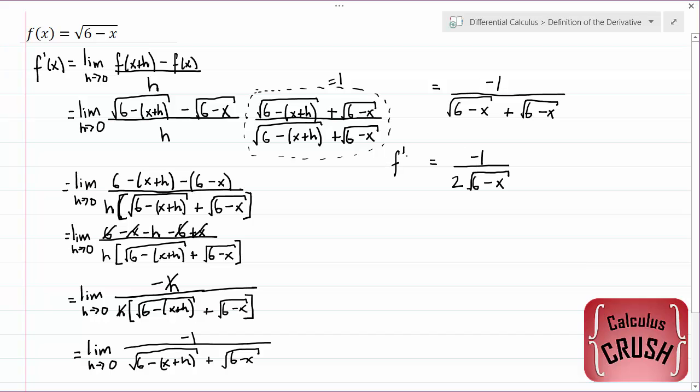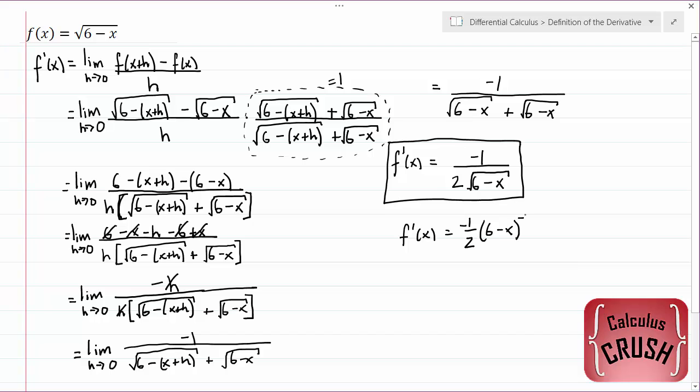So we'll finish this off. F prime of x is equal to negative 1 over 2 times the square root of 6 minus x. Now you can write this other ways. I think this is probably a pretty nice way to write it. But we can also write it this way. F prime of x is equal to negative 1/2 times 6 minus x to the power of minus 1/2. So remember that the square root is just the power of a half. And if something's on the bottom of the fraction, the power is negative, so it gives it a minus 1/2.